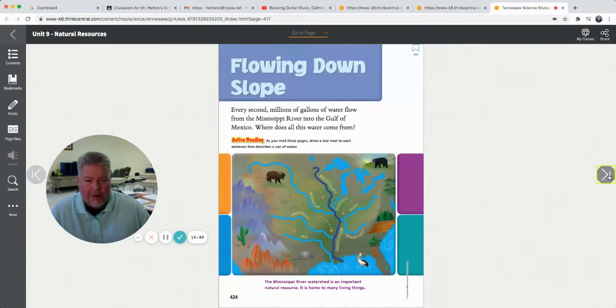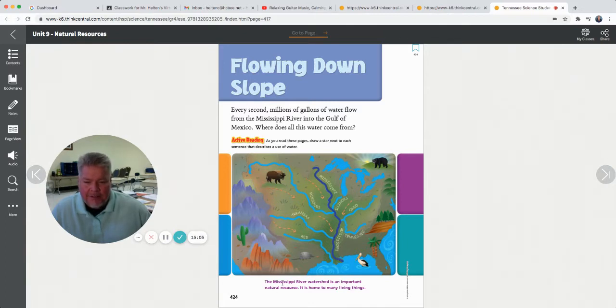Turn to page 424. Flowing down slope. Every second, millions of gallons of water flow from the Mississippi River into the Gulf of Mexico. Where does all that water come from? So the Mississippi River is the biggest river in the United States. Starts up here near the Great Lakes, flows all the way down. Where is all the water coming from?